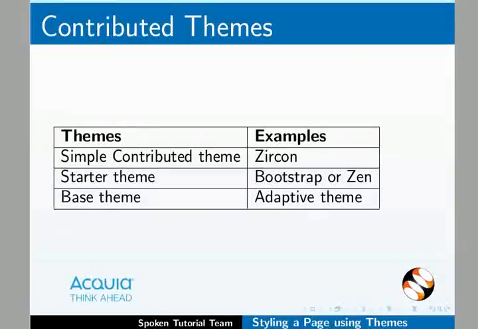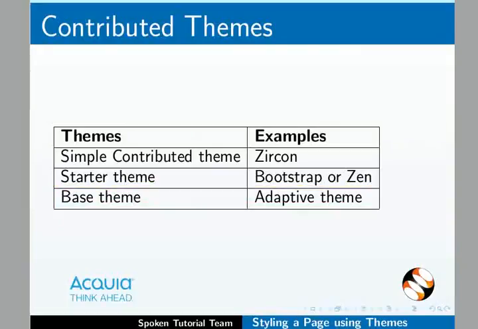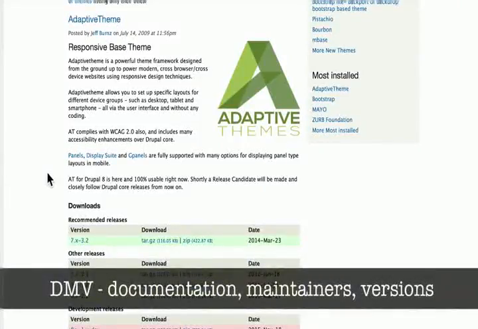A contributed theme can have several flavors as well. There are 3 different kinds of themes. We can have a very simple contributed theme that you can configure to a point. We can have starter themes like Bootstrap or Zen. It will literally give you a blank screen and a minor framework in order to put your own CSS in. Or we can have a base theme that is designed to have other sub-themes placed on top of it, something like adaptive theme. But the rules are all the same here. Look at documentation, look at the maintainers, and look at the versions.